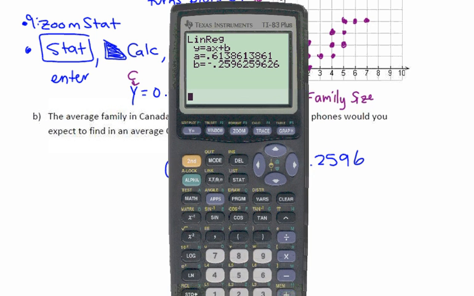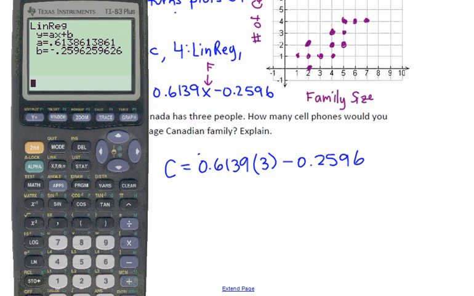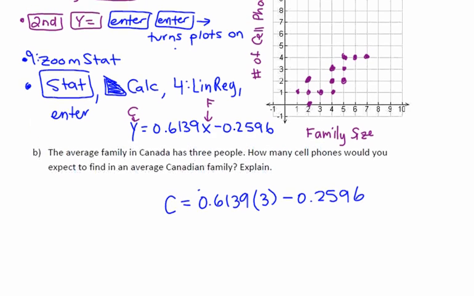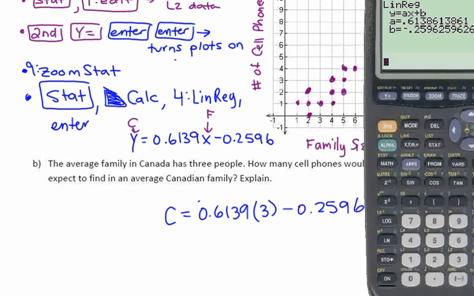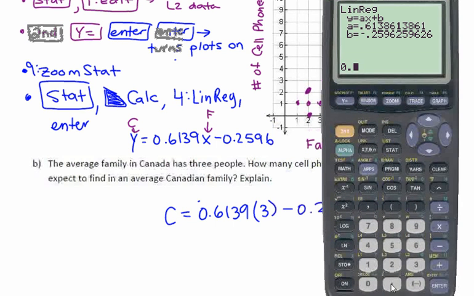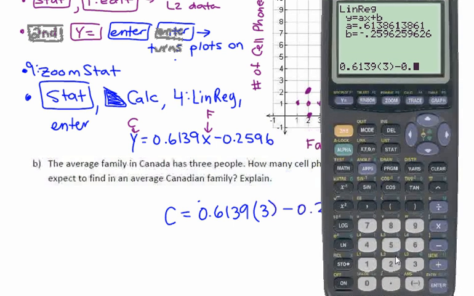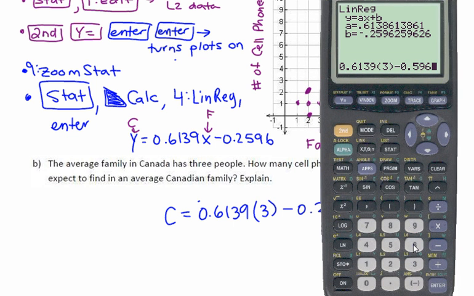It's really, once you know the calculator, it's super easy. Scroll up where? Here? Okay. I'll just move this over here. So we're going to type in that to our calculator: 0.6139 times 3 minus 0.2596.